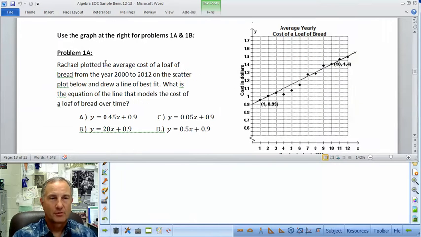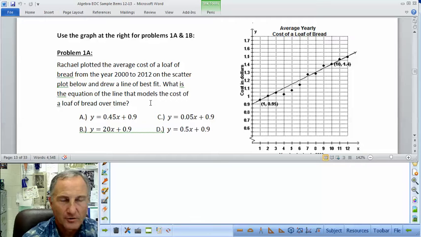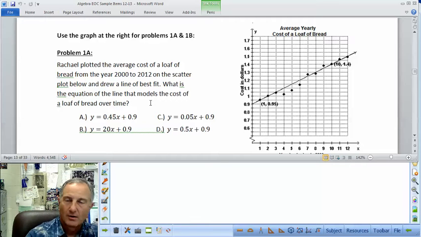Okay. When we look at this first example here, 1A and 1B both use this graph. Rachel plotted the average cost of a loaf of bread from the year 2000 to 2012 on the scatter plot below and drew a line of best fit. See the scatter plot, different points, and the line of best fit kind of goes through the middle of it. What's the equation of the line that models the cost of the loaf of bread over time? So I can see my y-intercept is 0.9. Okay, and they're all 0.9 here for y-intercepts, my b term.